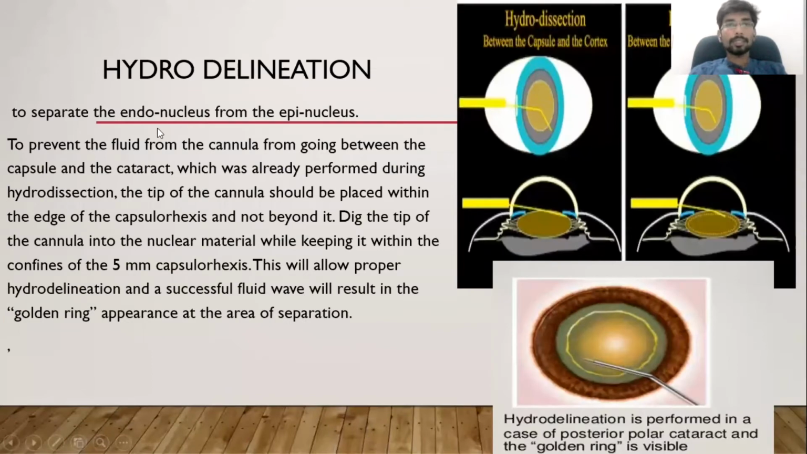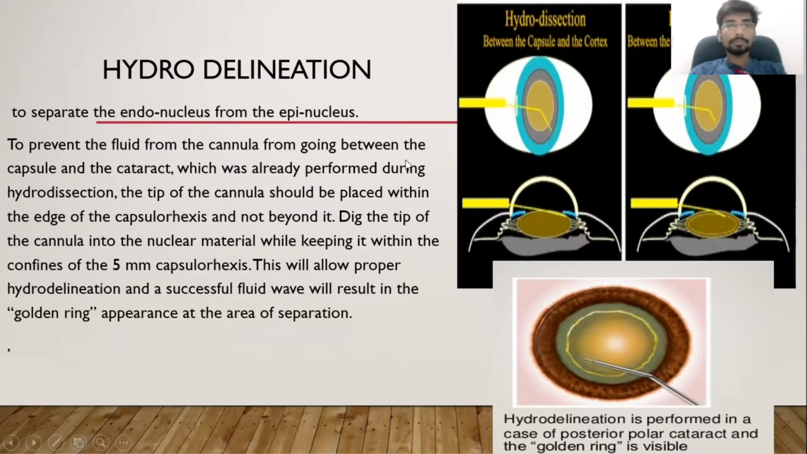Next is hydrodelineation. Hydrodelineation is done to separate the endonucleus from the epinucleus, preventing the fluid from the cannula from going between the capsule and the cortex, which was already performed during the hydrodissection. Here, the tip of the cannula should be placed within the edge of the capsulorhexis and not beyond it, whereas in hydrodissection we are passing beneath the capsule.